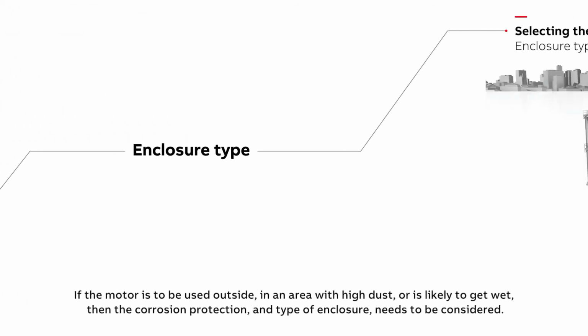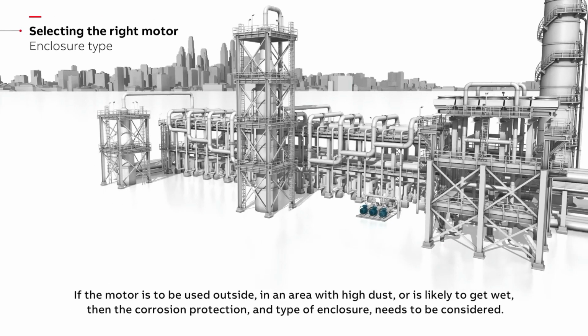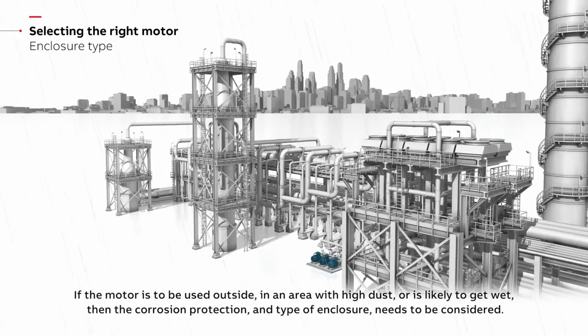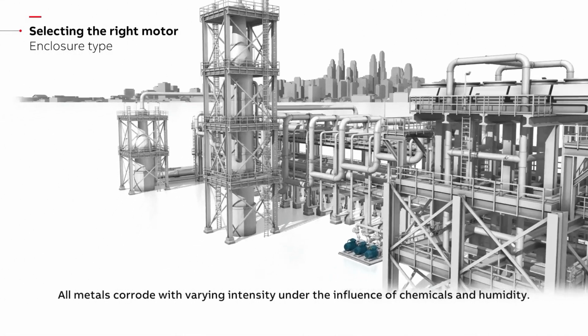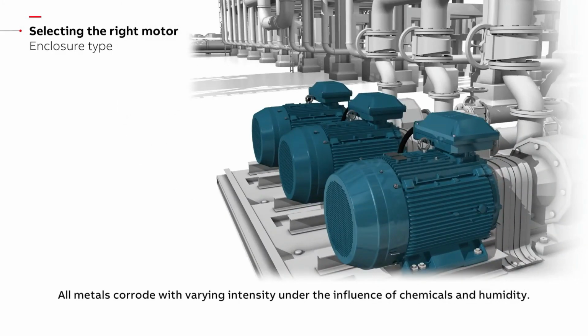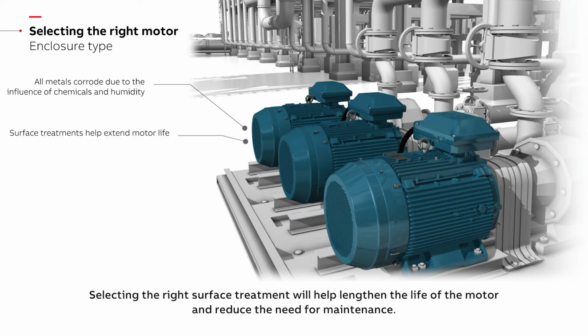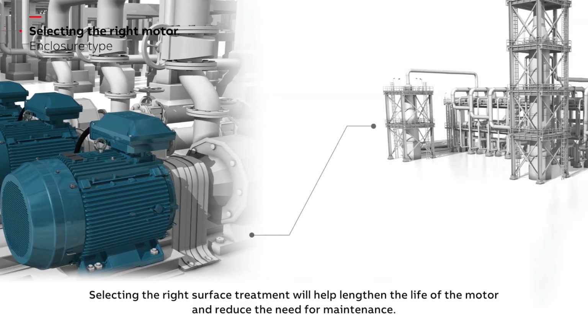If the motor is to be used outside, in an area with high dust or is likely to get wet, then the corrosion protection and type of enclosure needs to be considered. All metals corrode with varying intensity under the influence of chemicals and humidity. Selecting the right surface treatment will help lengthen the life of the motor and reduce the need for maintenance.